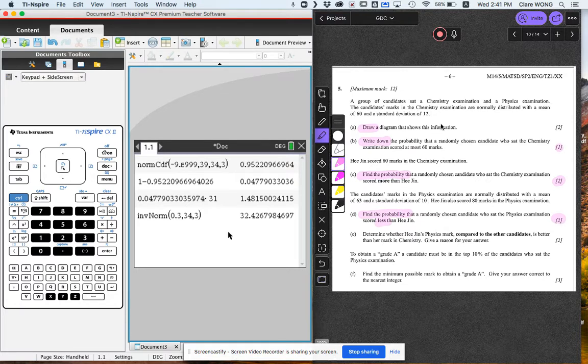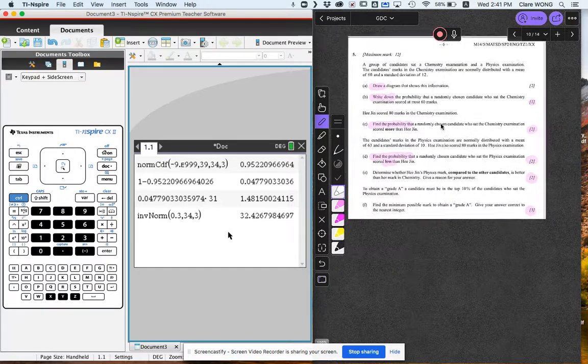And then determine whether or not the physics compared to other candidates. Well, we'll get to that. So as you can see, especially the last part, is 3 marks. Let's try.